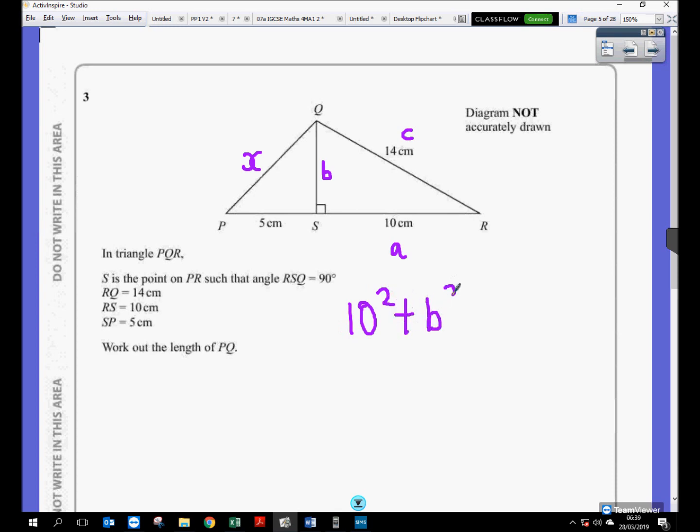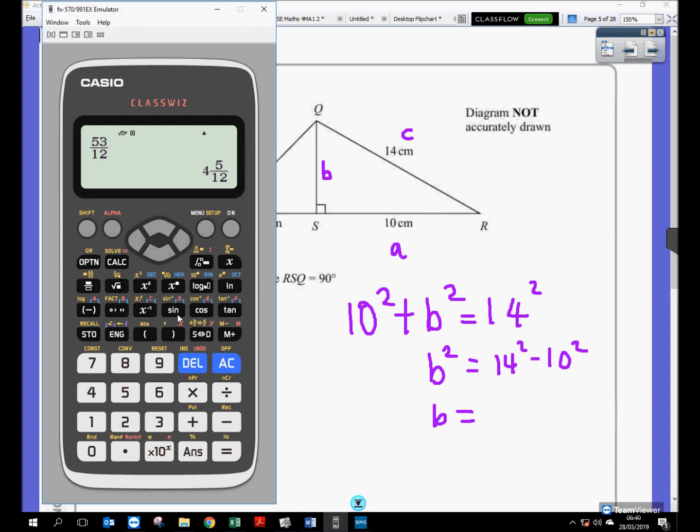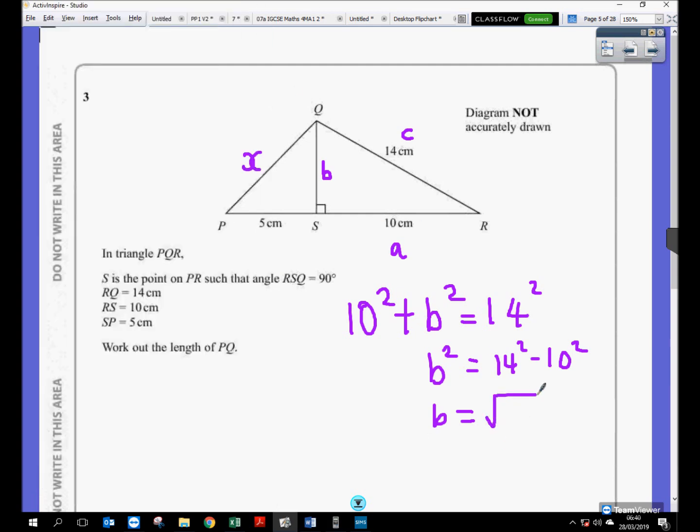10 squared plus b squared equals 14 squared. And that means b squared is equal to 14 squared, take 10 squared. That means b is equal to the square root of this. So I'm not going to evaluate it as a decimal. I'm just going to write down root 96. Okay, that's exact. Just write that over here. Root of 96 is this left here.